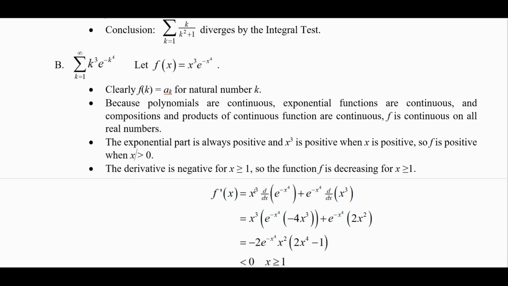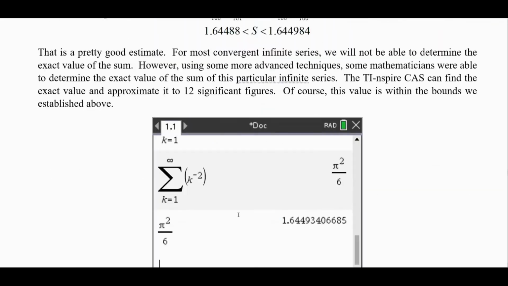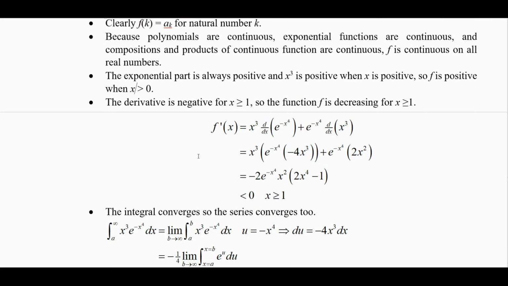Now what about the derivative? Well, it's a product, so we're going to use the product rule. It's the first times the derivative of the second plus the second times the derivative of the first. First factor was x cubed. That goes here and here. Second factor is e to the negative x to the fourth here and here. Well, this is e to the u, so the derivative is e to the u times the derivative of u. Derivative of u is minus 4x cubed plus derivative of x cubed is 3x squared.